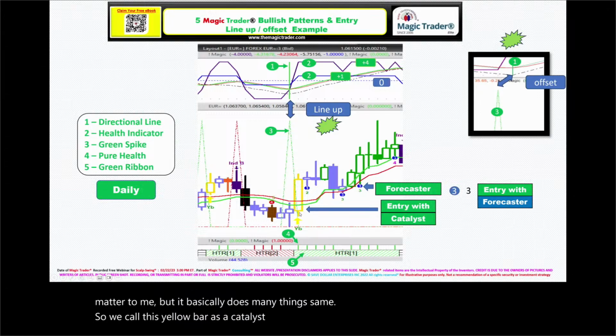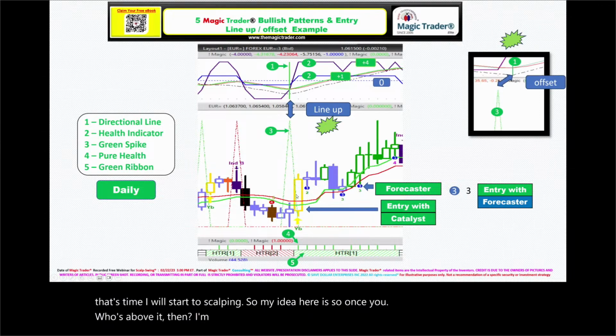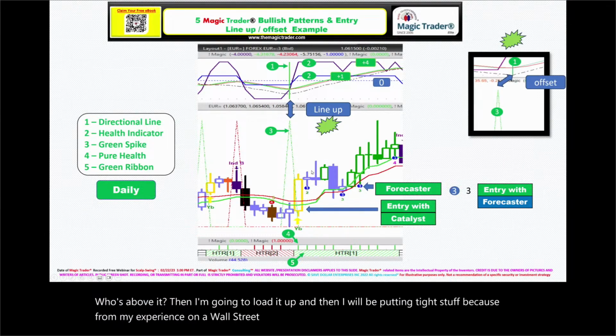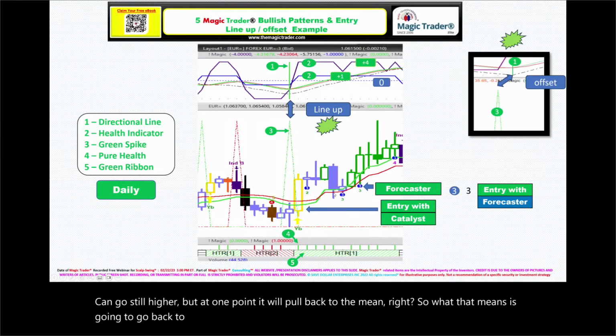And this is the time, you don't have to wait for that, but that's the time I will start scalping. So my idea here is, once it goes above it, then I'm going to load it up. And then I will be putting a tight stop because from my experience on Wall Street, it can still go higher, but at one point it will pull back to the mean, right? So what that means is it's going to go back to these magic lines, which it does, magic. It came right into magic. Why would you like to wait for that?